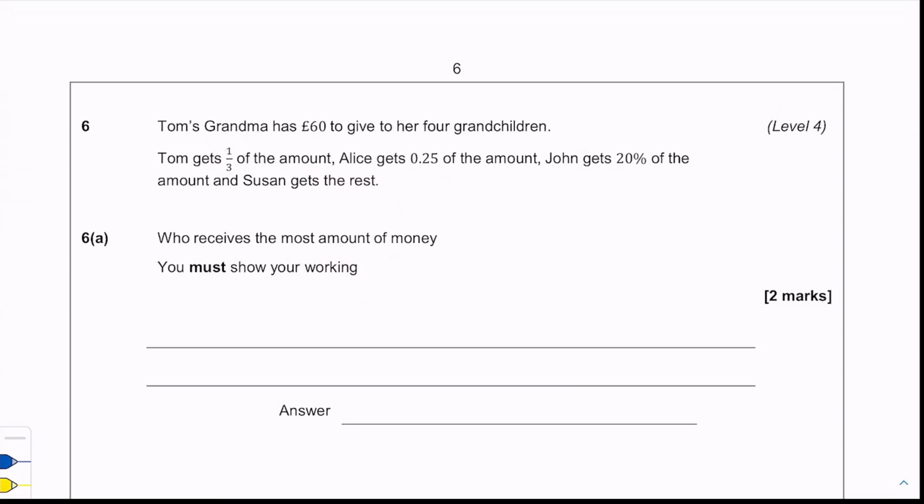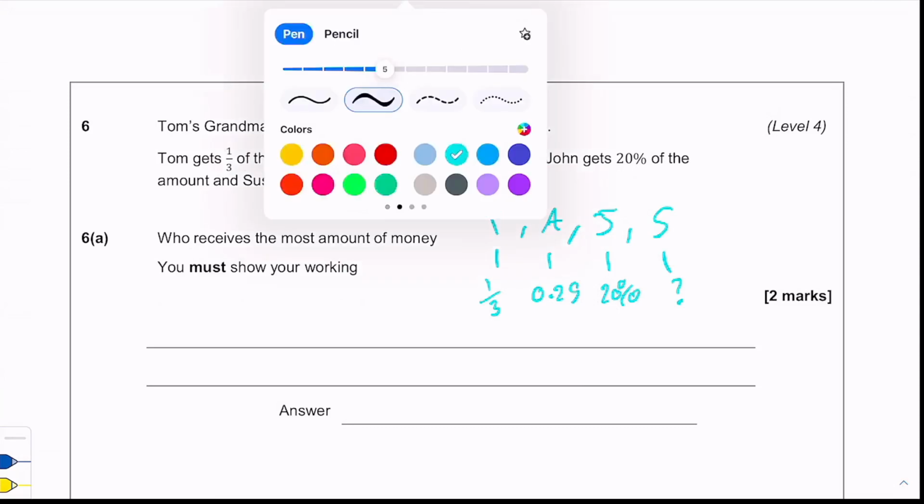Right, so we've got Tom, we've got Alice, we've got John, and we've got Susan. And Tom gets 1/3, Alice gets 0.25, John gets 20%, and Susan gets the rest. Okay, so the first thing is to work out what portion does Susan actually get.